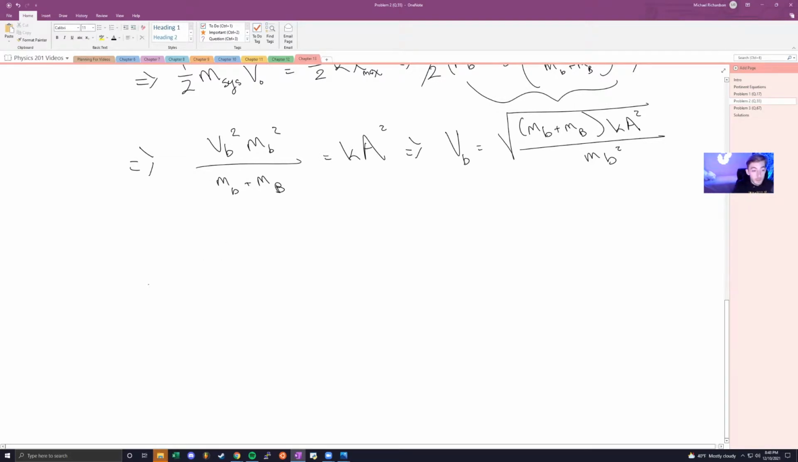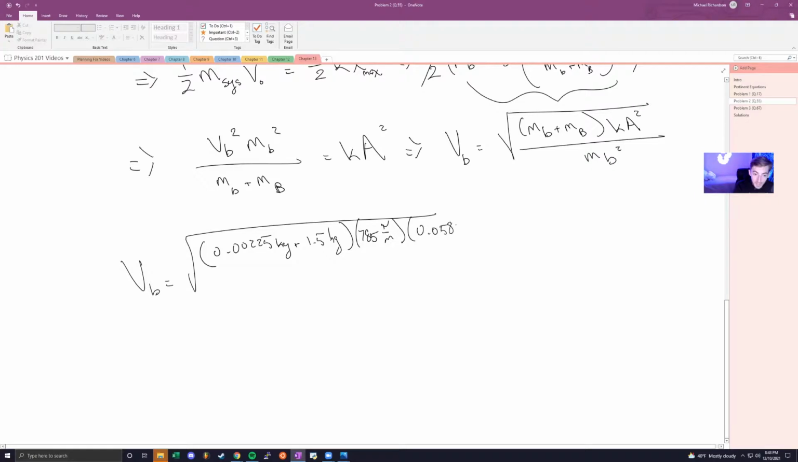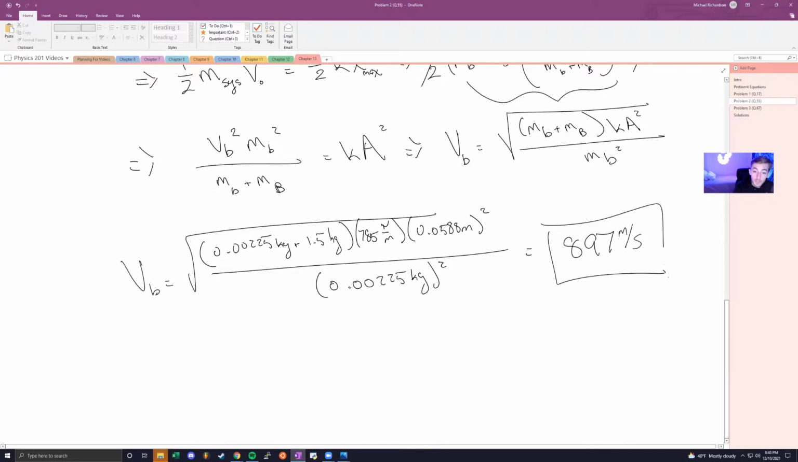And by plugging in our values, we get that this is going to be 0.00225 kilograms plus 1.5 kilograms times our spring constant, which is going to be 785 newtons per meter, our amplitude, which is going to be 0.0588 meters squared. And then we're going to divide by the mass of our bullet again, which is 0.00225 kilograms squared. And this gets us a value of 897 meters per second as the initial velocity of our bullet.